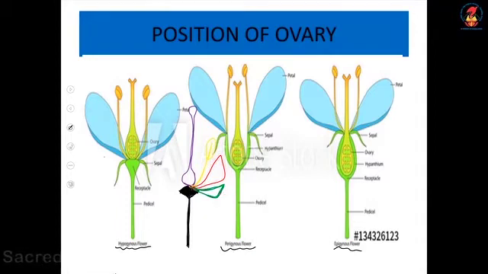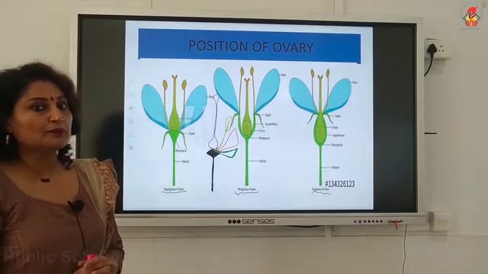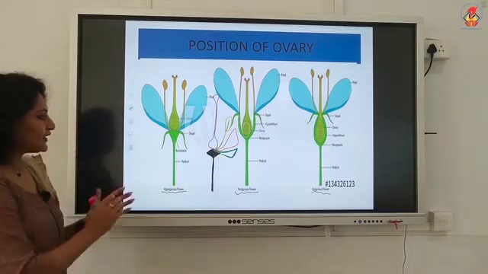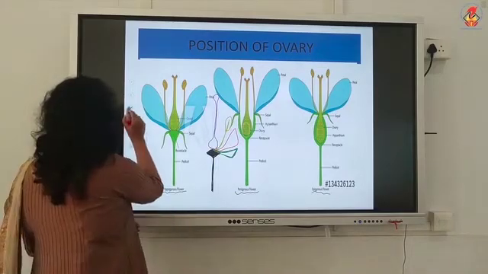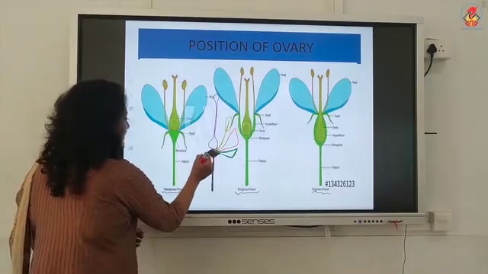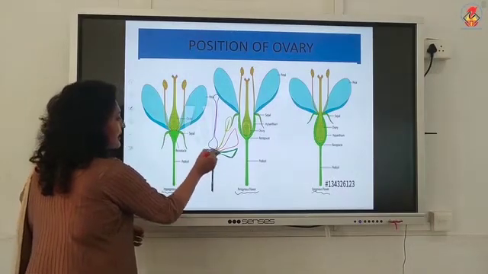See, so in the first case, what you must say in hypogynous, actually in simple words you say ovary is having a superior position to the other floral whorls. How will you explain that? The thalamus, look at the structure of the thalamus. The thalamus is slightly bulged.